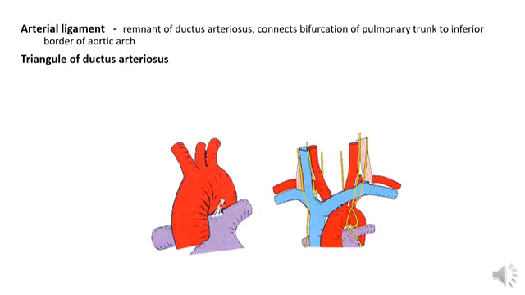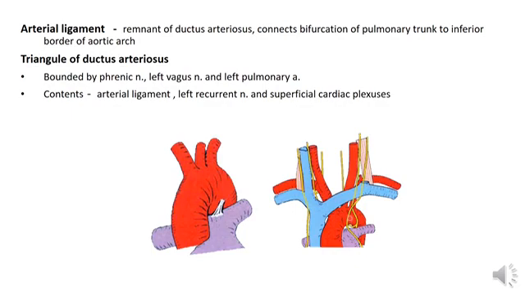Triangle of the ductus arteriosus, bounded by the phrenic nerve, left vagus nerve, and left pulmonary artery. Here we have the left vagus, phrenic nerve, and left pulmonary artery. This is called the triangle of the ductus arteriosus. It contains the arterial ligament, the left recurrent laryngeal nerve, and the superficial cardiac plexus.